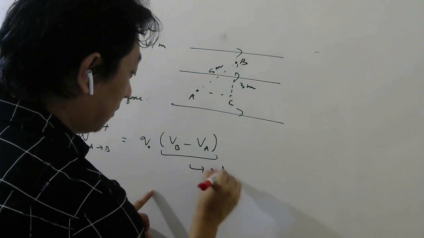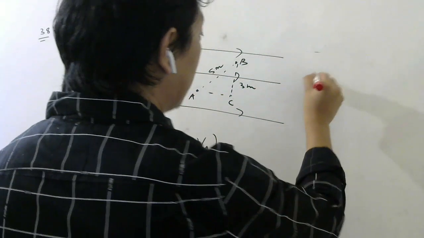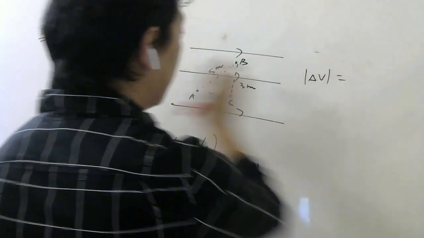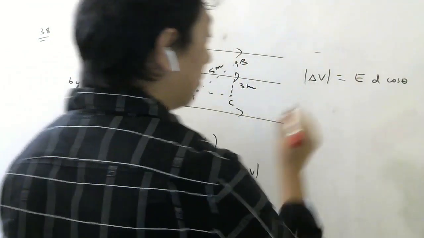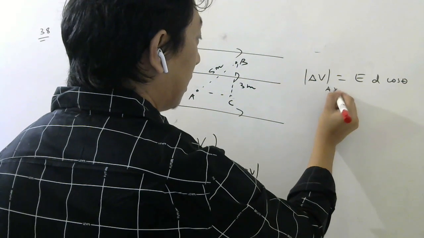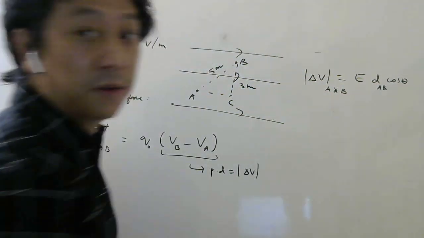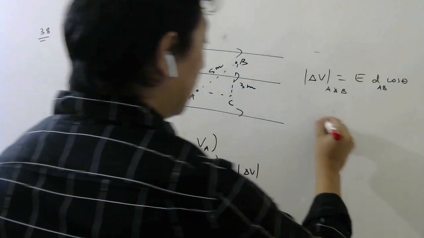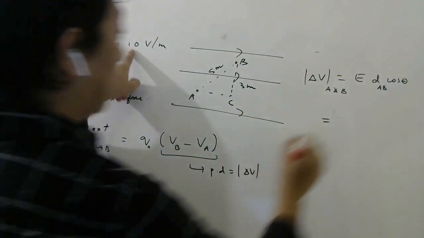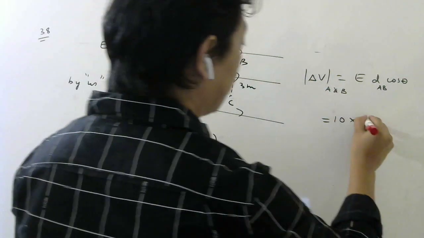This potential difference, let us calculate in magnitude first. How did I tell you to calculate potential difference if electric field is constant? E d cos theta. Remember, between which points? A and B. So displacement should be from A to B. This was the technique I taught you before also. Electric field magnitude is 10, displacement A to B is 5.